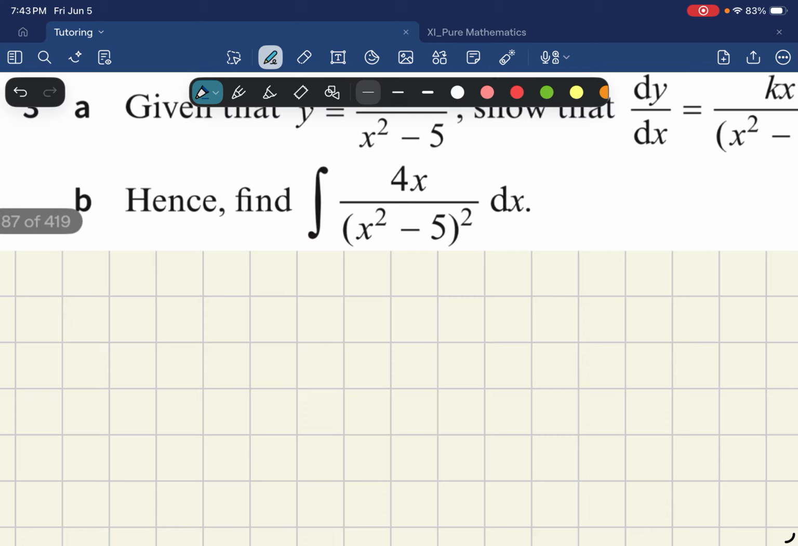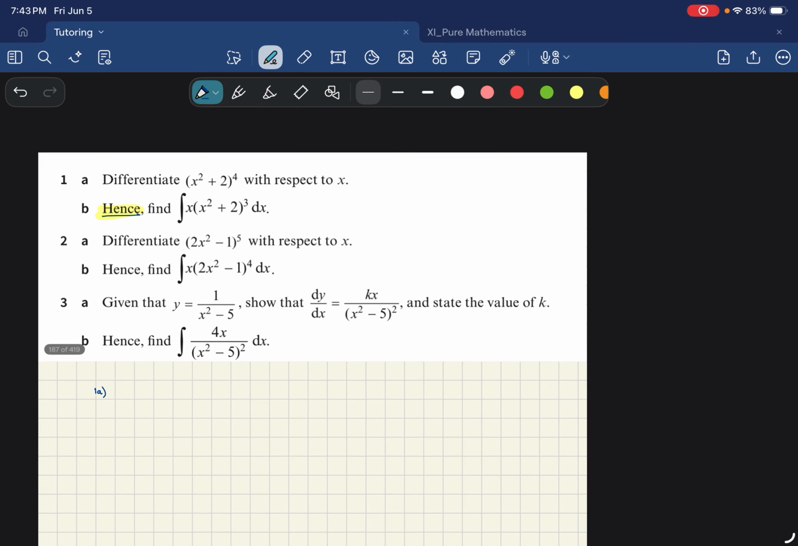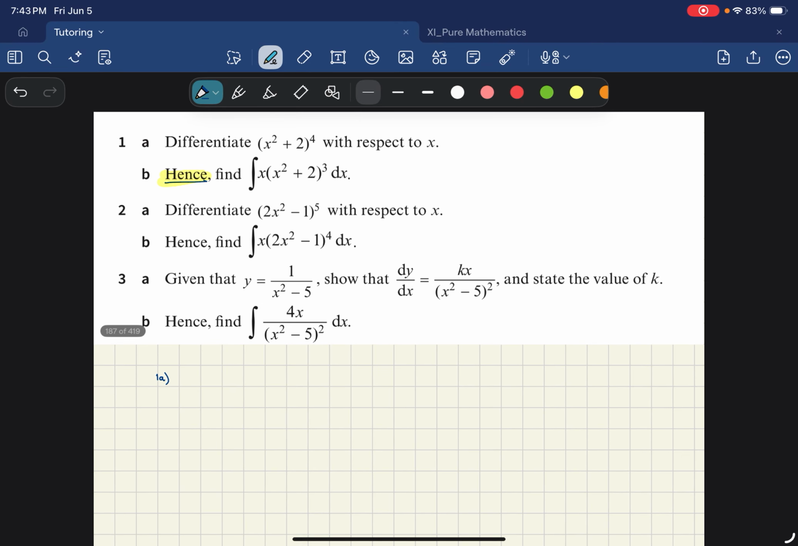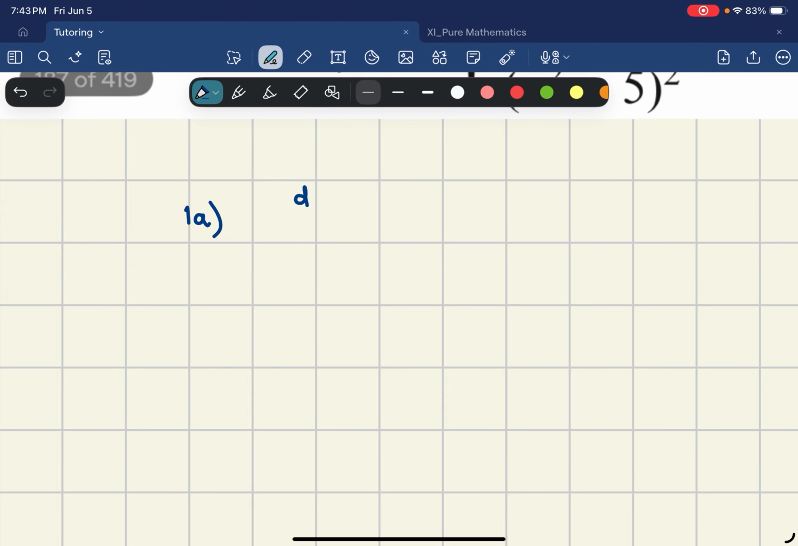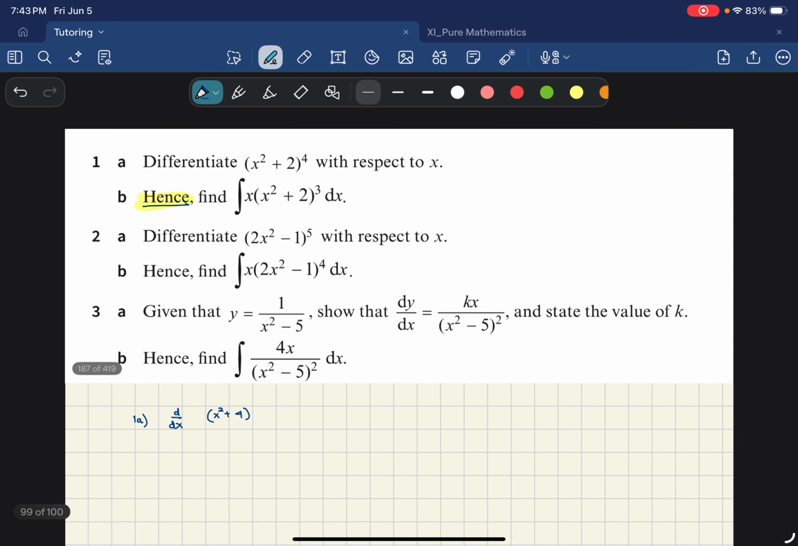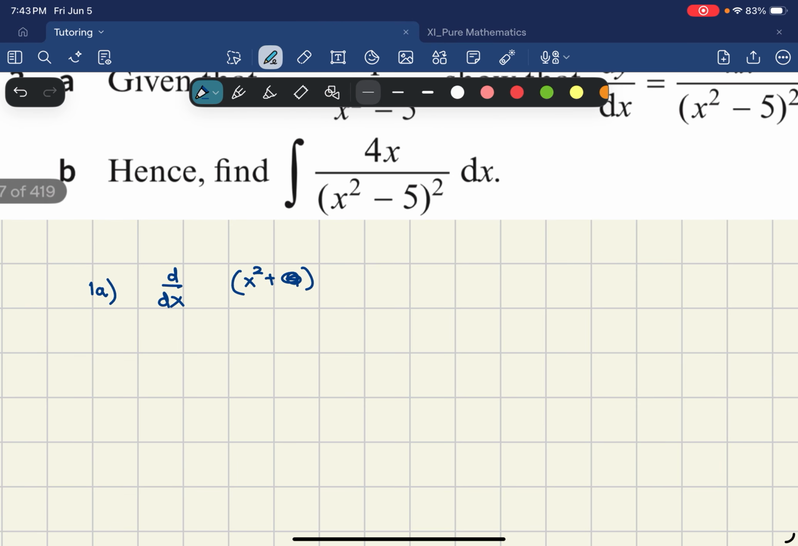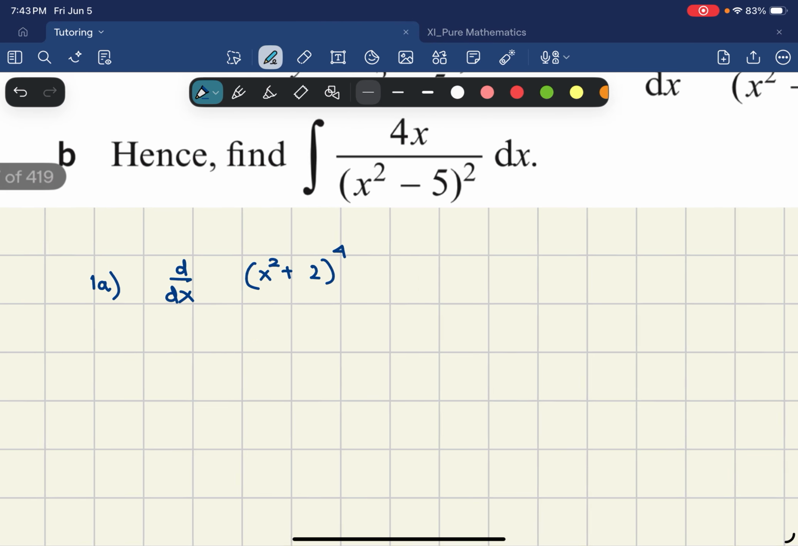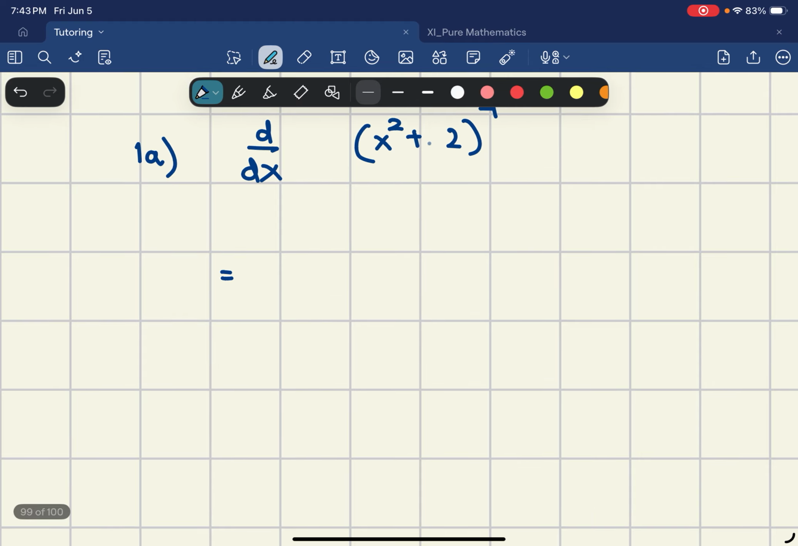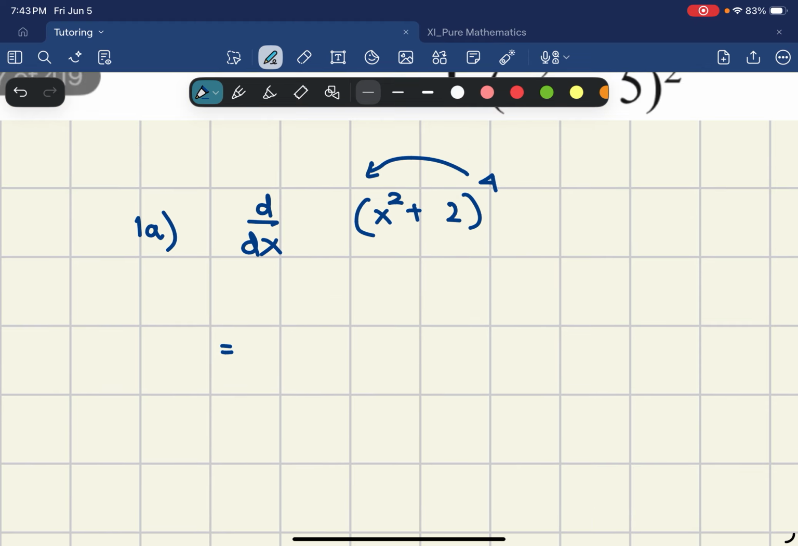All right, with that in mind, question 1A says, differentiate with respect to x. So find d by dx of the equation (x squared plus 2) to the power 4. So now use the power rule, right? You bring 4 forward. So we have learned how to do this. 4 forward, (x squared plus 2).